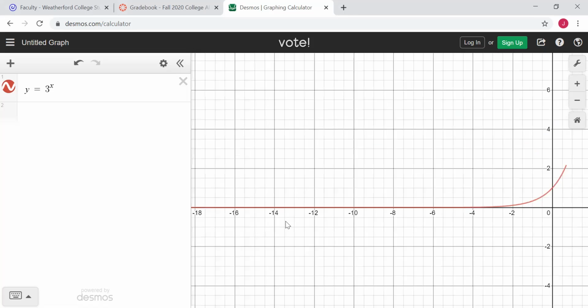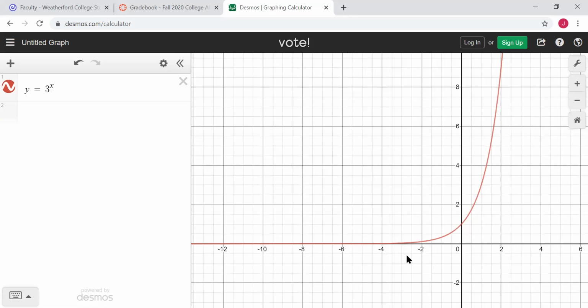So this thing does have a range of 0 to infinity. And 0 is in parentheses because you can't ever have a y value of 0. But the y values can blow up and go off to positive infinity.